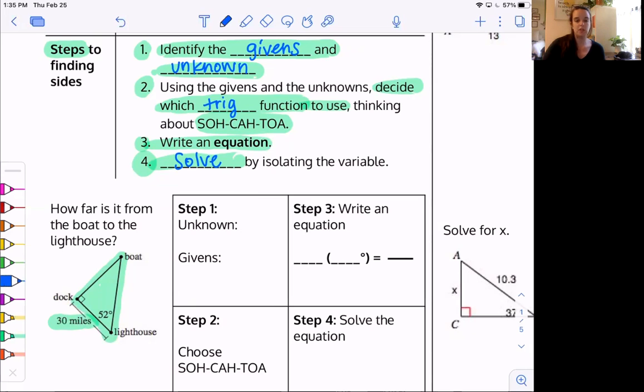All right. So the question is asking us, how far is it from the boat to the lighthouse? From the boat to the lighthouse is this side over here. So since they're asking me that, I'm going to put my x right there. That's what I want to know. That is my unknown, right? So x, something I should be writing now. I have my quick triangle, my right angle, my 52, my 30, and my x.